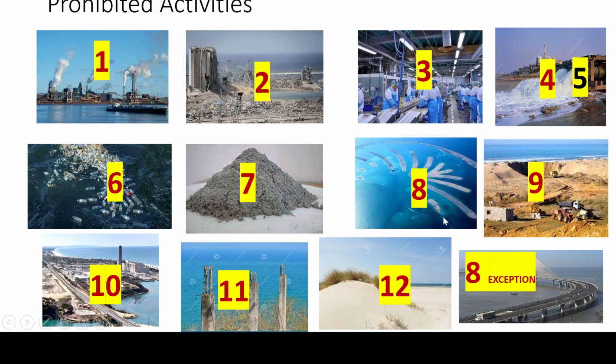Then point 9 is mining of sands, rocks, and other substrata materials. Mining is also not allowed near the sea in the CRZ area. Only mining of very expensive things, or very rare things, is allowed. Otherwise, the mining is not allowed.